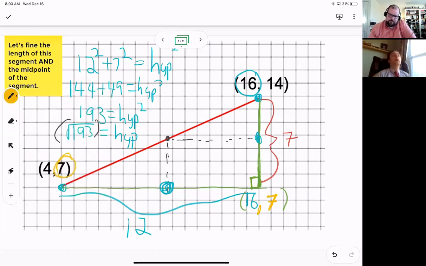Right. Got it. So for the X, we're looking from 4 to 16. I'm going to write 4 plus 16 divided by 2, which is going to be 10. And then for the Y, we're looking at 7 plus 14. 7 plus 14 divided by 2 is going to be, so that's 21, 10.5.